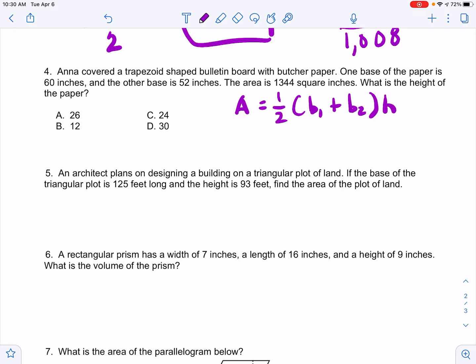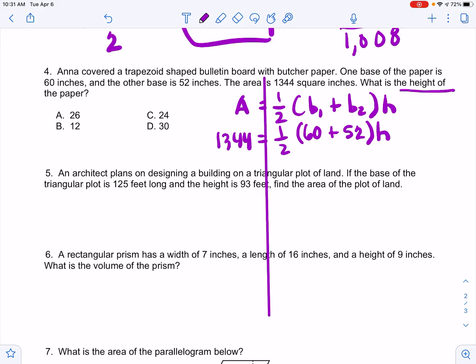One base of the paper is 60 inches, so I'm going to write 60 under the one base. The other base is 52. We're not solving, they're asking us for the height. Go ahead and bring down my half. They have given us the area. Okay? This is going to end up being a two-step equation.